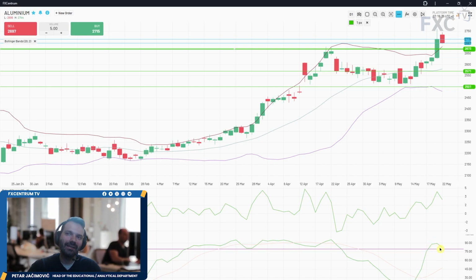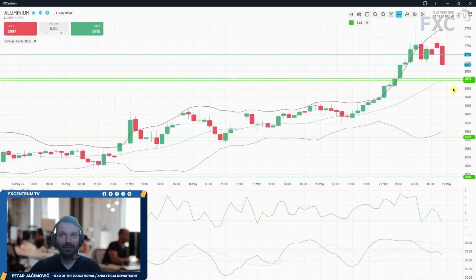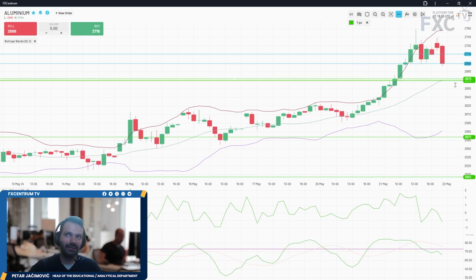So there is a chance for a pullback and rotation back down, at least for the fast line to try to correct and get closer to the slow line. So this is a pretty extended environment. We'd like to see maybe a day of consolidation, or a couple of days of pullback slash consolidation, and then watch for eventual upside continuation.